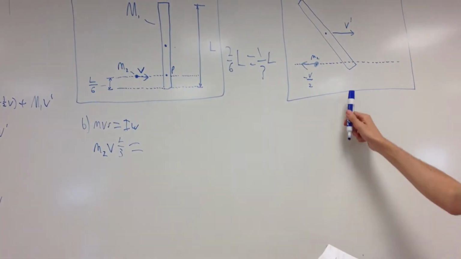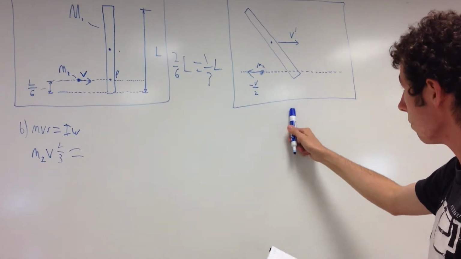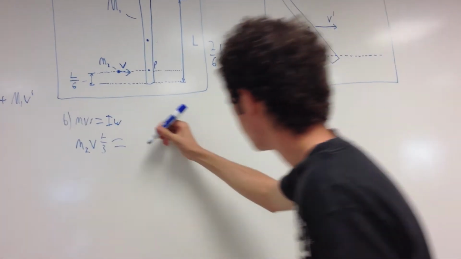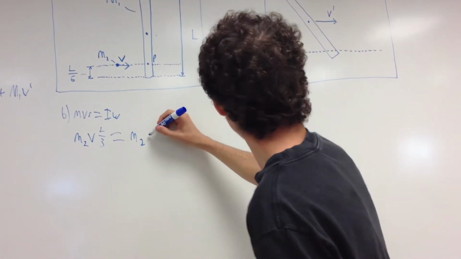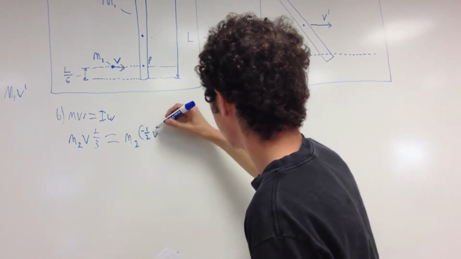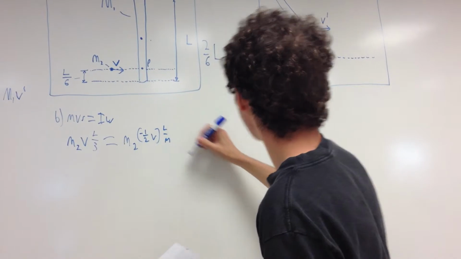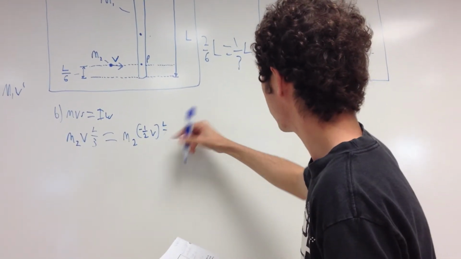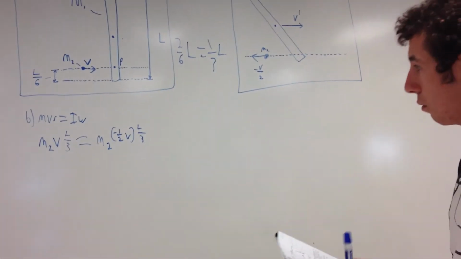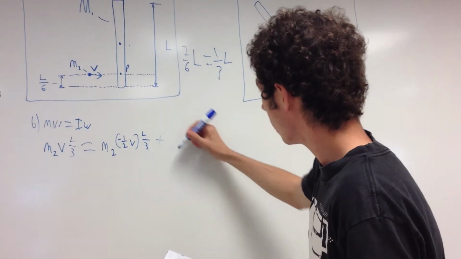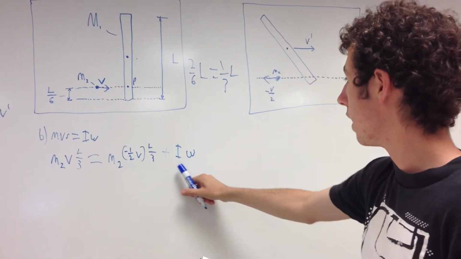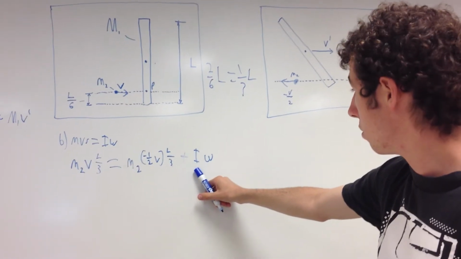Now for my angular momentum for the final, it's going to have mass 2 again, but this time it has a different velocity, which is given to us. So I'm going to get m2 times negative 1/2 velocity times the same distance, L over 3. And now I'm going to add the angular momentum of the rod. Angular momentum of the rod is I omega. We're looking for omega, and I is already given to us. I'm going to substitute I later.